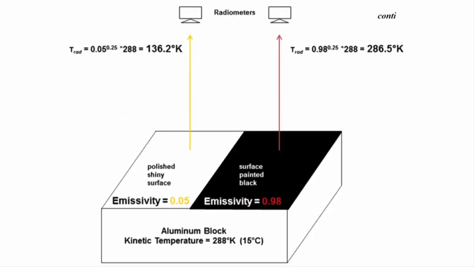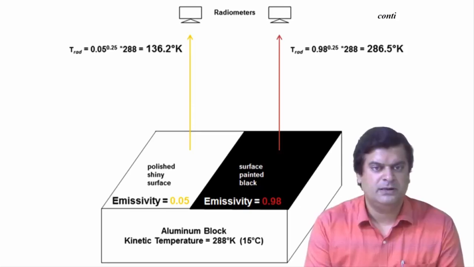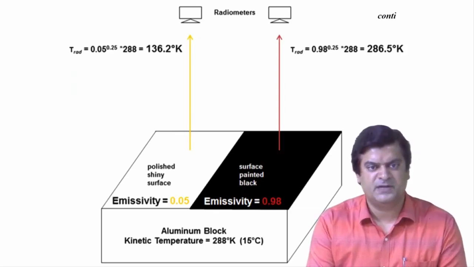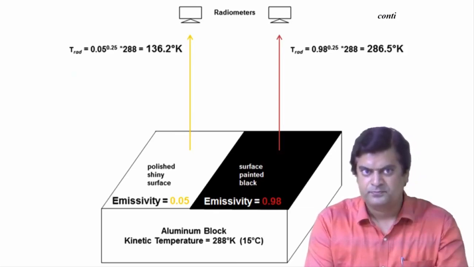Here is an example in which there is one aluminum block. Half of the aluminum block is polished with metallic paint, giving a shiny surface, and the other half is painted with black carbon particles. Now you can see that for the aluminum block, the kinetic temperature is approximately 288 degrees Kelvin, that is approximately 15 degrees centigrade. That is the kinetic temperature.